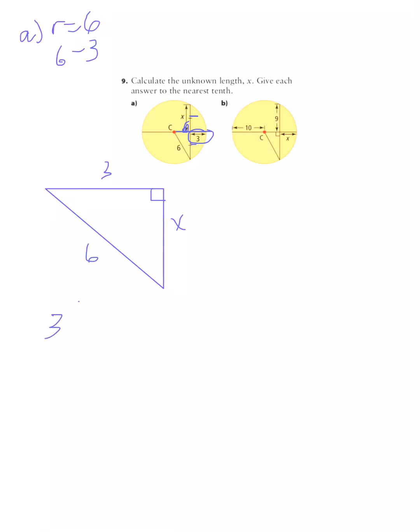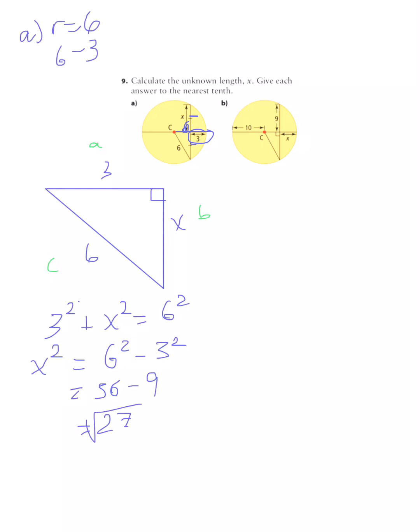So let's call this A, B, C. So 3 squared plus x squared equals 6 squared. And again, you can do this how you're used to doing it. I'm going to rearrange it. 6 squared minus 3 squared. 36 minus 9.